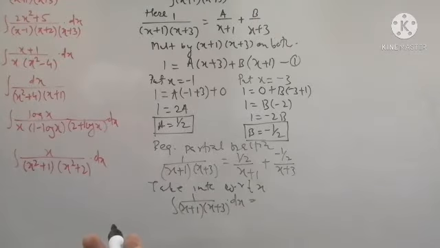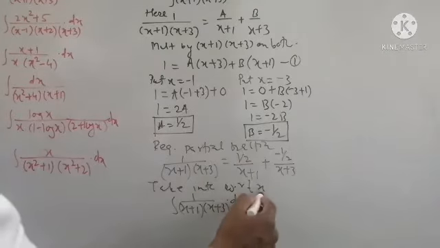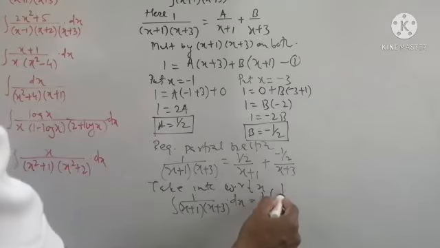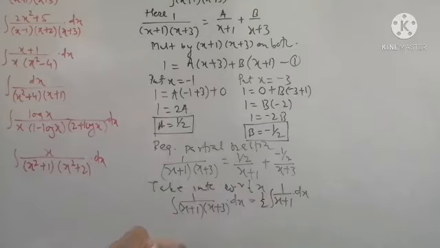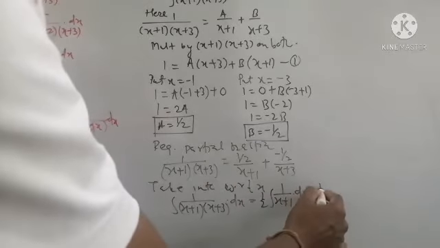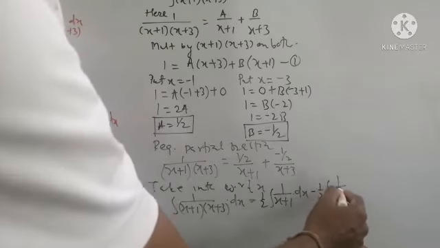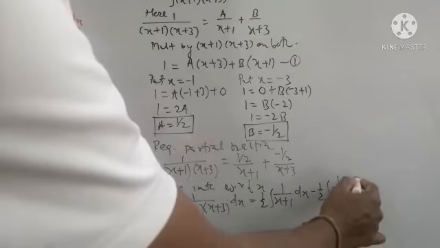By using the rule of integration, we can separate the integration and take the integration of each term separately. In the first term, as 1/2 is a constant, we take it outside the integration, and inside the integration we get 1 upon x plus 1 multiplied by dx. And in the second term, as minus half is a constant, we take minus half out of the integration and take 1 upon x plus 3 dx.